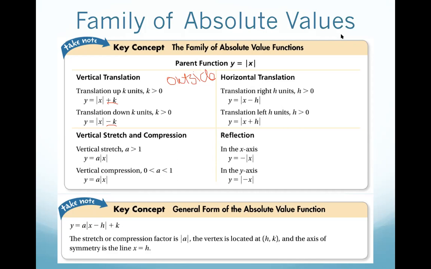Okay, if it's inside the parent function, then it goes sideways. And so sideways, horizontal transformations do the opposite of what they say. X minus h goes to the right. X plus h goes to the left. And that's because we want the value that would make x minus h equal 0 is a positive h value.